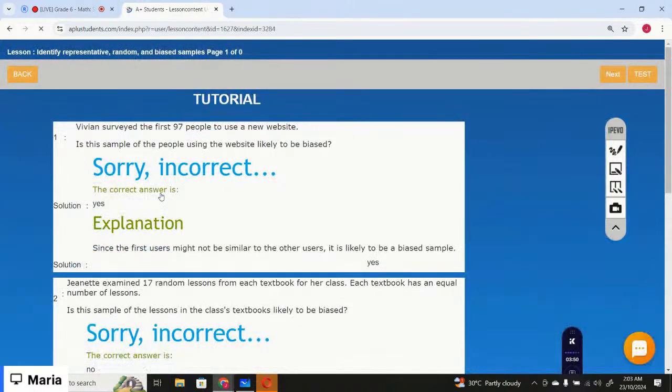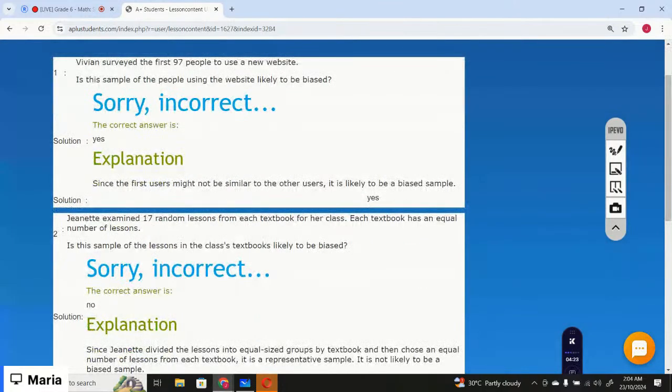Vivian surveyed the first 97 people to use a new website. Is the sample of the people using the website likely to be biased? So yes, it is biased, right? Why? Because they are the first users. They might not be similar to the other users. It is likely to be a biased sample. So a biased sample is the one that is different than the other users, right? So that is the biased sample.